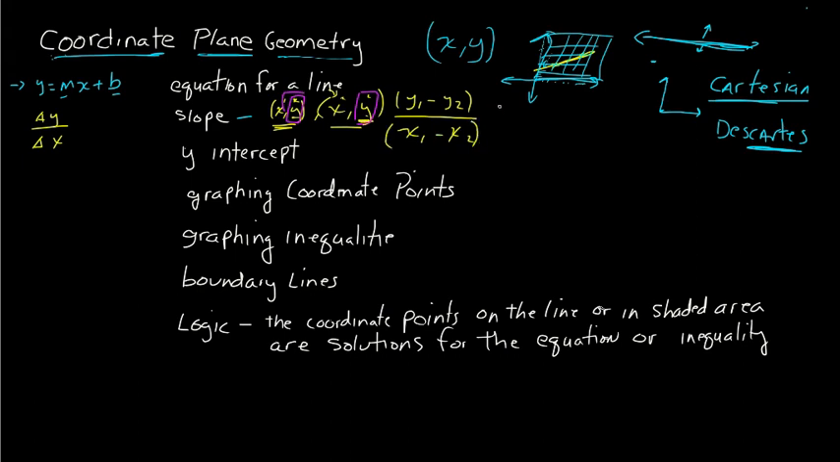And then we find the horizontal change the same way, x sub 1 minus x sub 2. That's also written as the amount of rise, the vertical, over the run, which is along the horizontal direction.